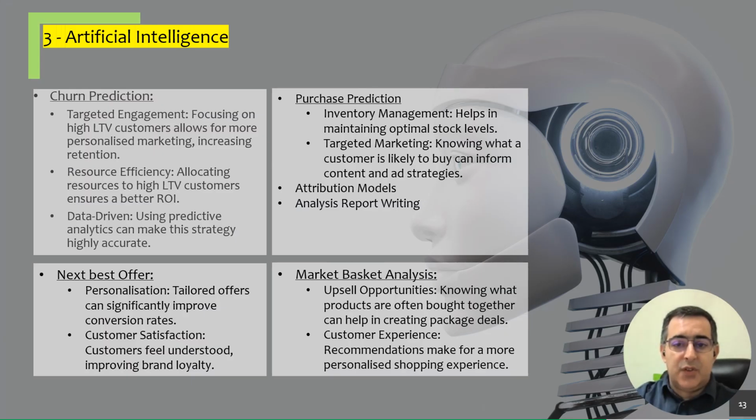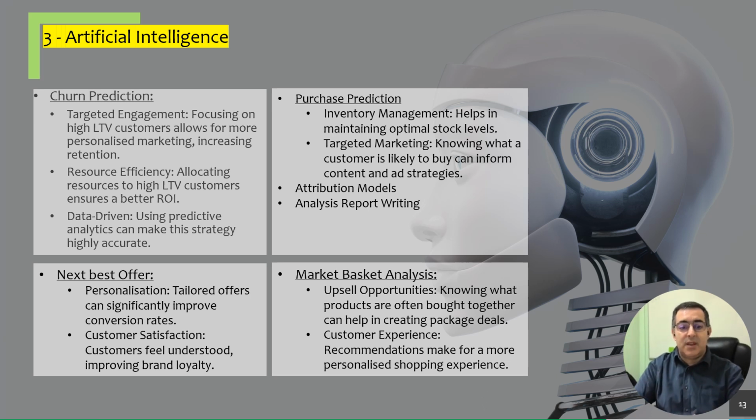And then we have artificial intelligence. Artificial intelligence is very good on top of your data, and we have Google Cloud, which can do this as well. It's one of the top clouds in the world nowadays. So you can do churn prediction, focused on high lifetime value customers, which will allow you to be specific and spend money where your good customers are.